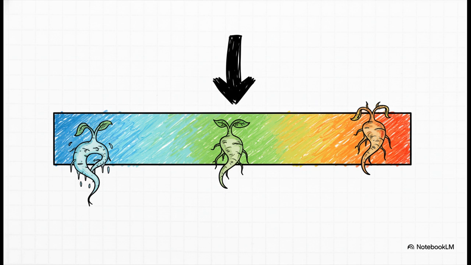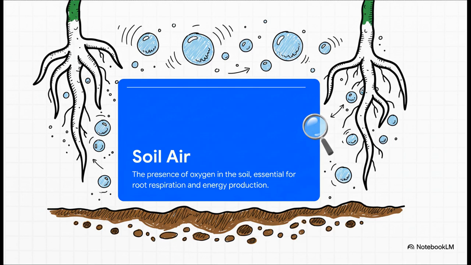And now, for our third factor, and honestly, this is the one that so many people forget, soil air. This is absolutely critical. See, absorbing water isn't passive, it takes energy. And to make that energy, the root cells have to perform respiration.